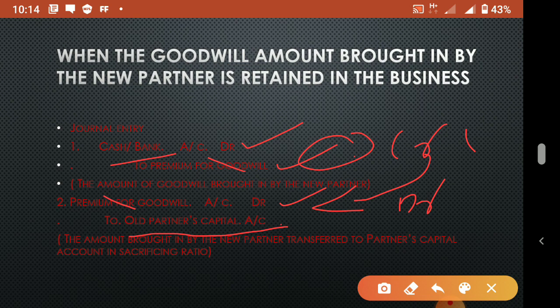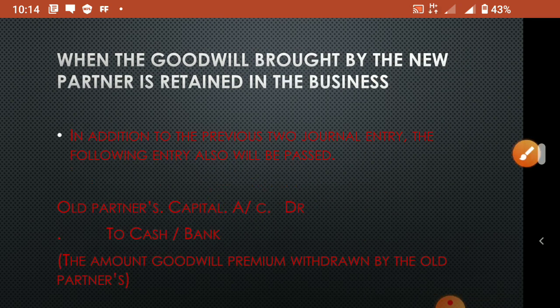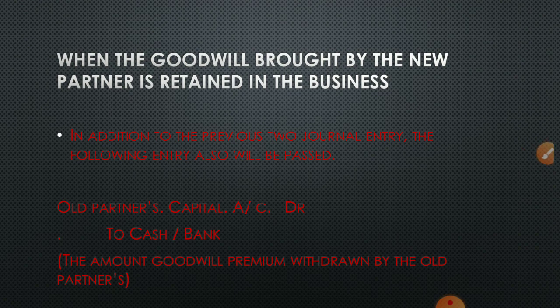Understood? So the new partner is bringing the goodwill, and it is shared by the old partners in the sacrificing ratio. Remember which ratio? Sacrificing. The goodwill brought in by the new partner will be shared by the old partners in which ratio? Sacrificing ratio. Remember. Okay. This is the first case. Now the second case, when the goodwill brought by the new partner is retained in the business.